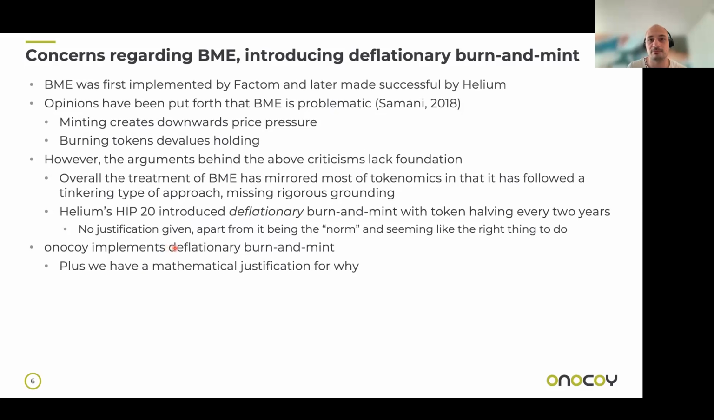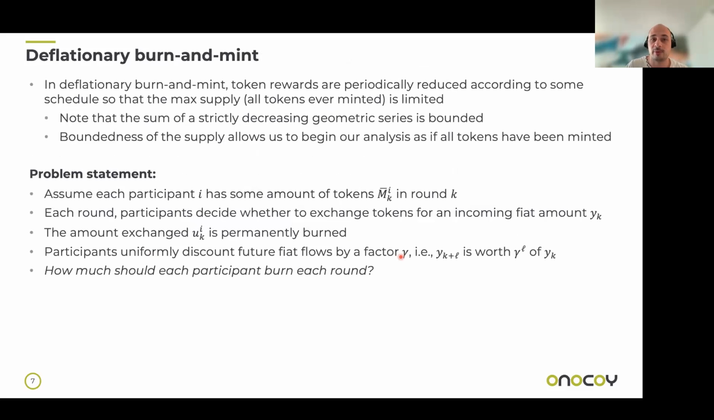To me, that argument never made sense, but it is what it is. So anyway, Onocoy basically implements a deflationary burn and mint. On the other hand, we do have justification. It's been a few years since Helium did this, and so we have justification for why we do this. Let's talk about deflationary burn and mint then.